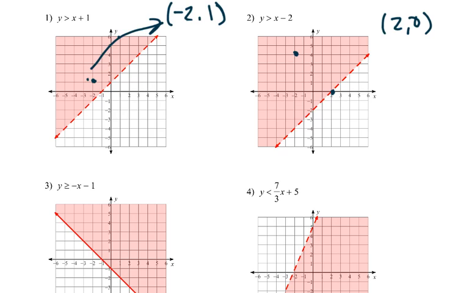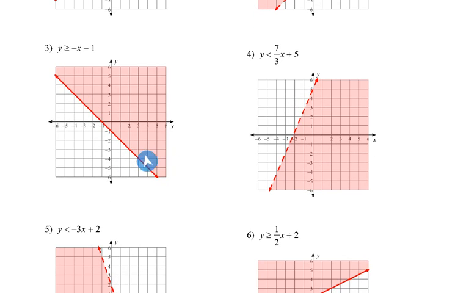It looks like it's in the shaded area, but to be a solution, it has to make the inequality work. So if I plug in 0 for y and 2 for x, I get 0 is greater than 2 minus 2, which is 0. Is that true? No, that's not true. So when the line is dotted, the line serves as a barrier, but the line is not part of the solution, because that's not true. Now, if it were 0 is equal to 0, that's when we have a solid line, like this one. So number 3.